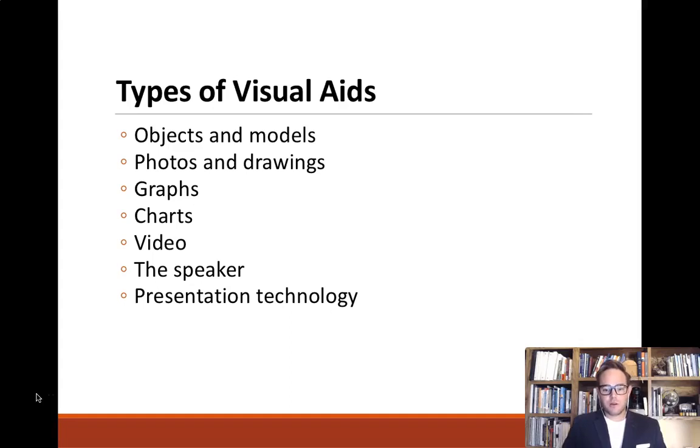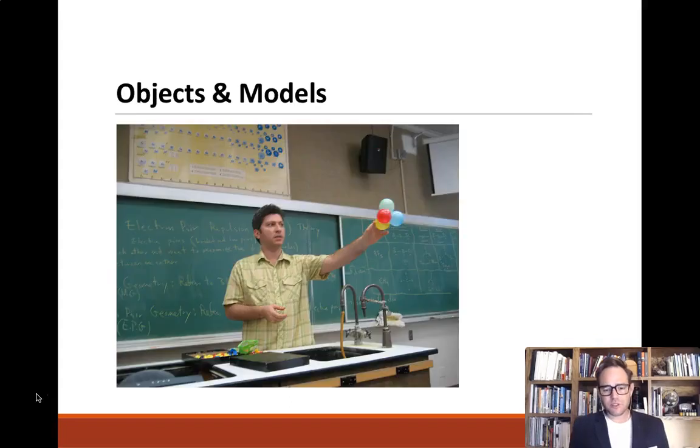And then, of course, using presentation technology or multimedia platforms such as PowerPoints, videos, audios, all of those things. So there are a lot of different types that we could do. Again, objects or models, we could bring in something into the environment in which we're giving a speech. Keep in mind though that you want your models or objects to be large enough so that everyone can see them, right? If you're close to the audience, great.